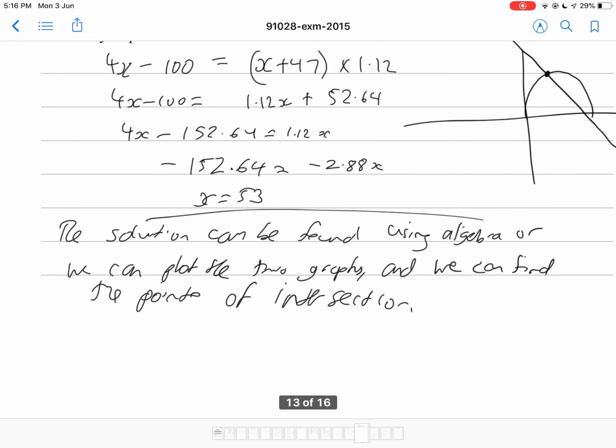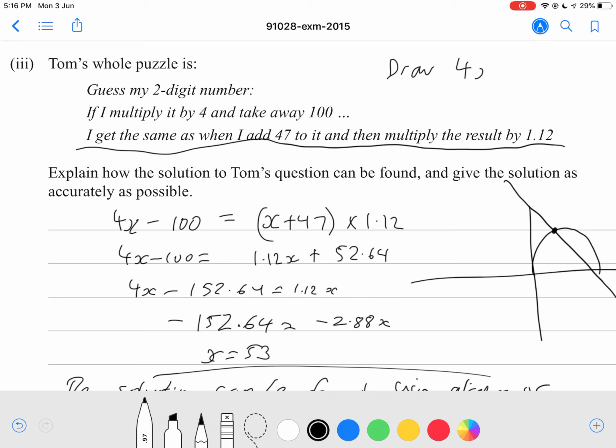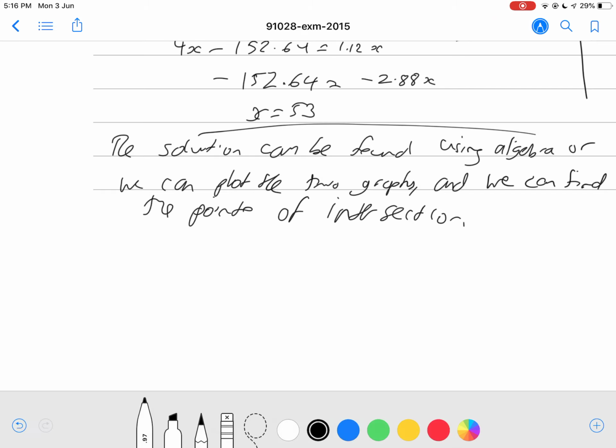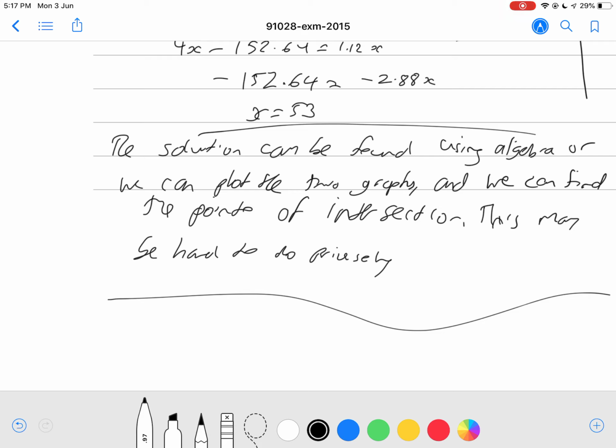So in this scenario, we can draw both of these graphs. We can draw 4x minus 100. We'll also draw 1.12x plus 52.64. So we draw both of these, and then we'll find the point of intersection, and that'll give us our value for when they have the same y value. You can also say this may be hard to do precisely. So getting all the way up to here, you found x equals 53. That's one part, and then the second part is telling that you can find a point of intersection between the two graphs, and this will tell us for what value of x both of these graphs have the same y value, and this will get you an excellence grade here.